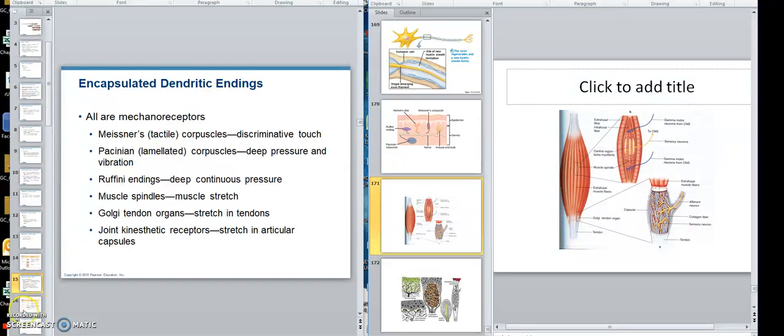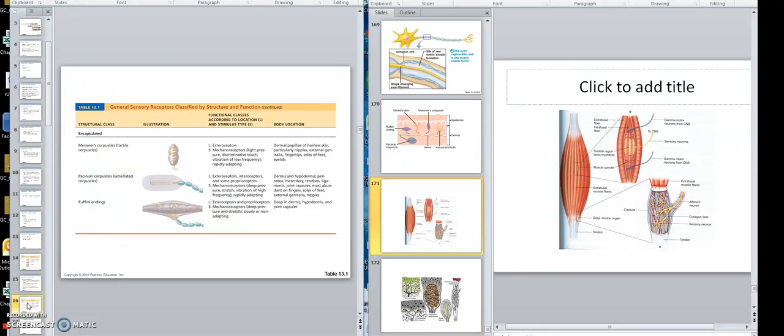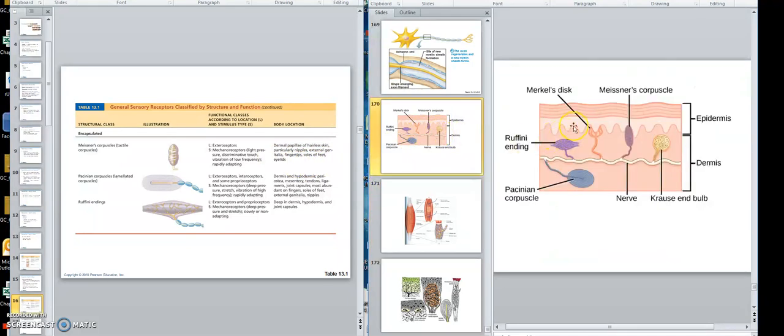Okay, let's go a little further. Here's a picture that you can glance at. These Meissner's, dermal papillae of hairless skin, right there. Meissner's corpuscles, particularly in the nipples and so forth. So what do you have on that hairless skin? You've got the Meissner's and the Merkel's to help.